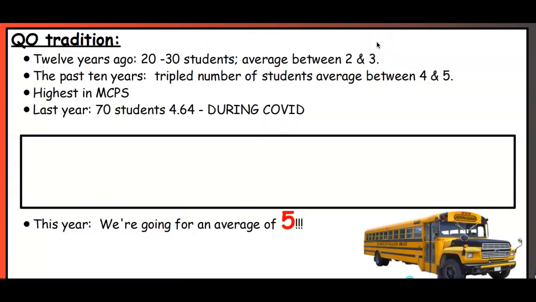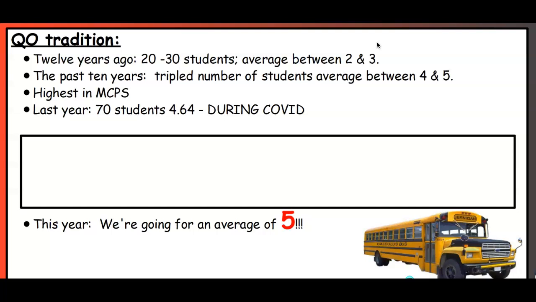As you know, QO is all about tradition. We have tradition in our sports, we have tradition in our arts, and we have tradition in our academics, and in all of those arenas, we strive for excellence. When I started teaching AP Calculus at Quince Orchard about 12 years ago, there were only 20 to 30 students taking the course, and when they took the AP test, the average score was between a 2 and a 3, which is not passing and really, frankly, not acceptable.